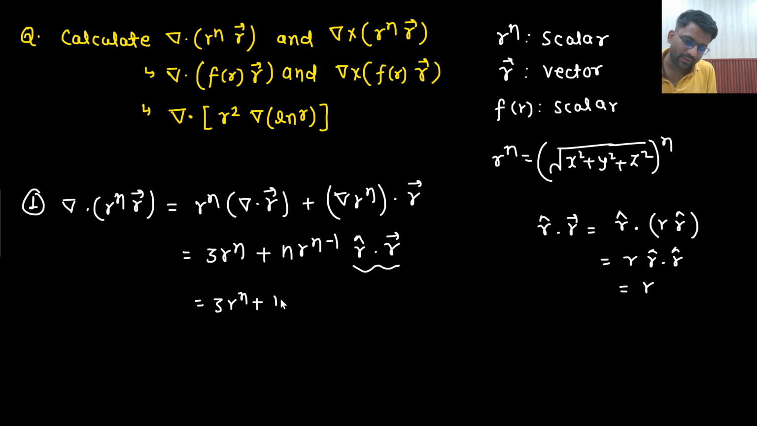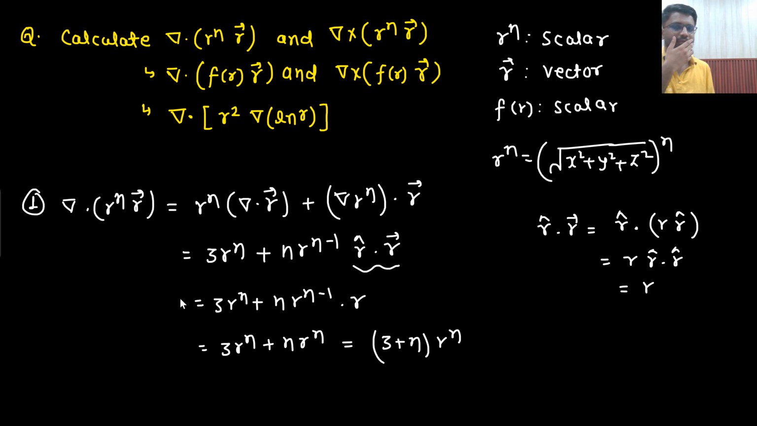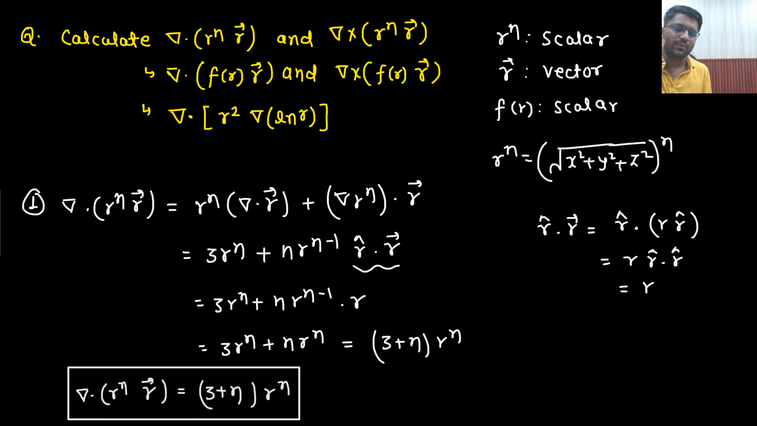3 r to the power n plus n r to the power n minus 1 dot r. What are you getting? This will be r only, so here I have written r. 3 r to the power n plus n r to the power n. What answer do we have? 3 plus n, r to the power n. So for the first question, del dot r^n r vector, the answer we are getting is 3 plus n r to the power n. Don't try to mug it up, try to derive it in the examination hall.